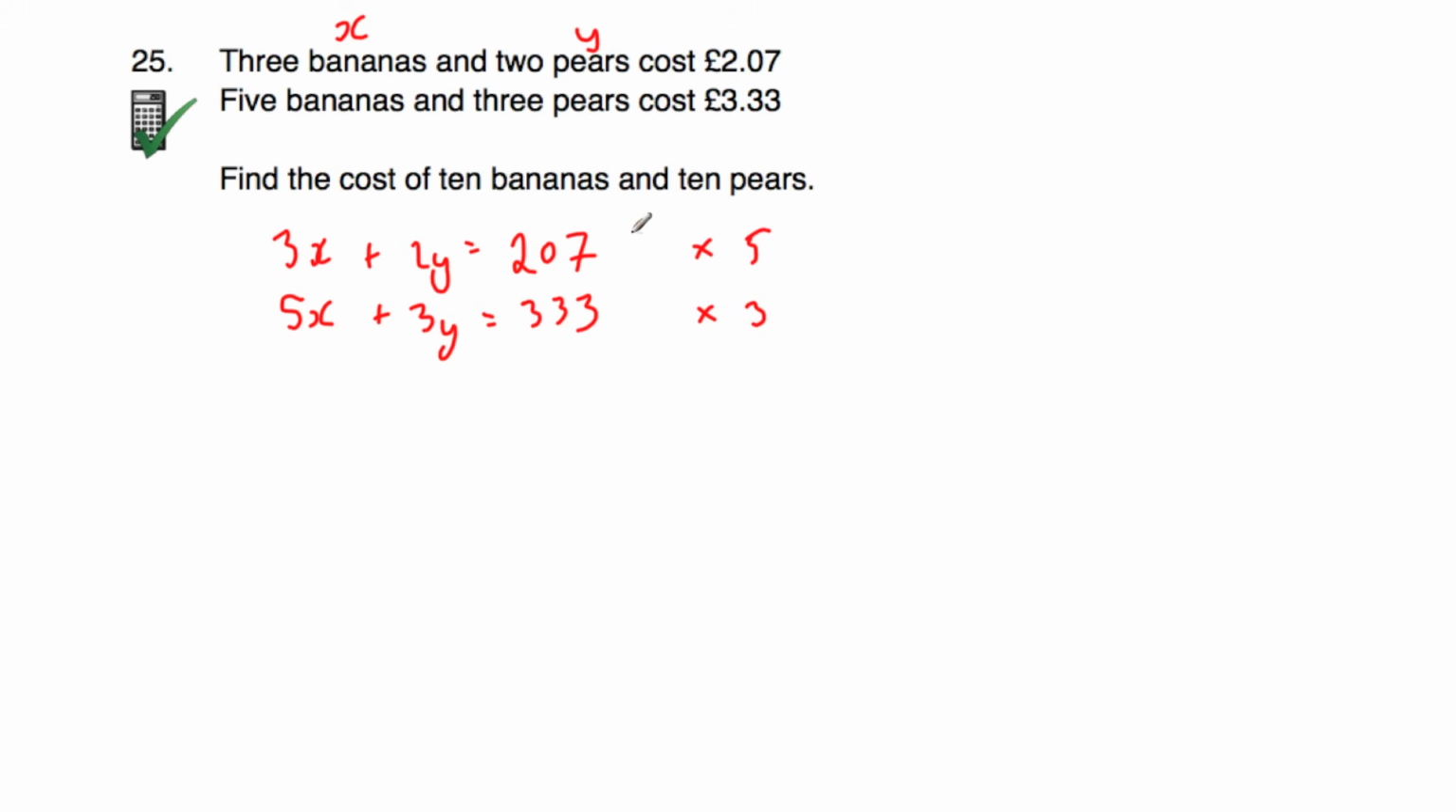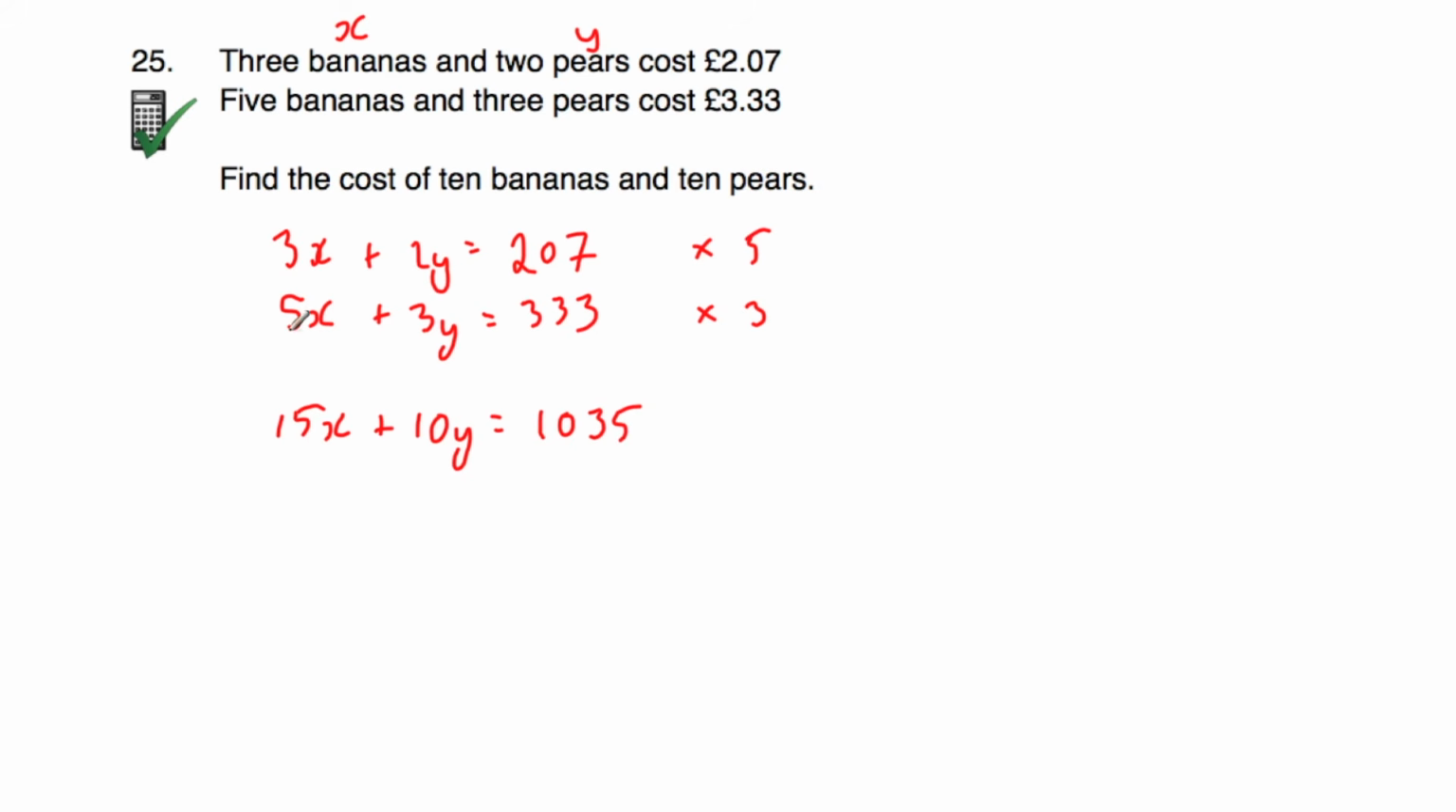And that will give us, multiplying the top equation by 5, 3x times 5 would be 15x, 2y times 5 would be 10y, so that's plus 10y. And then finally we've got 207 times 5 would be equal to 1,035, or £10.35.